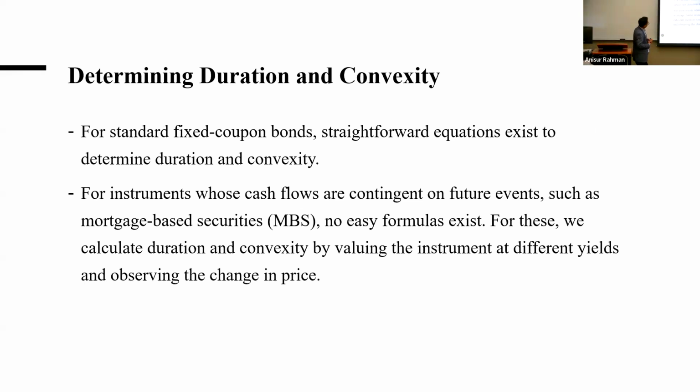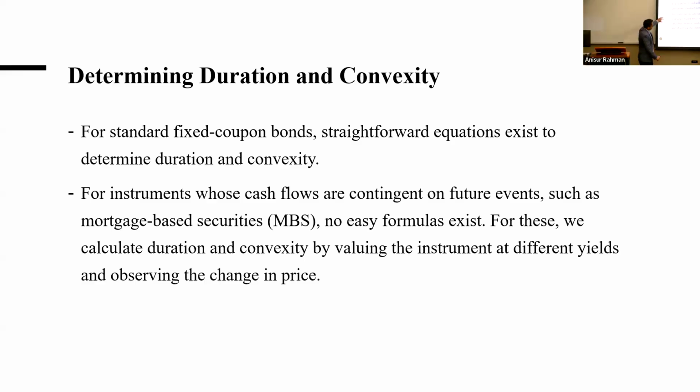I'll discuss what duration is and what convexity is in more detail now. Before that, one thing to understand is fixed coupon bonds, those that pay coupons at a fixed rate. You will see we have formulas to calculate duration. There are different kinds of duration. We'll work with two specific kinds. One is Macaulay duration, another is modified duration.